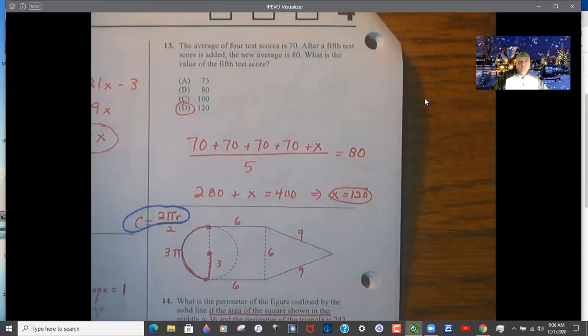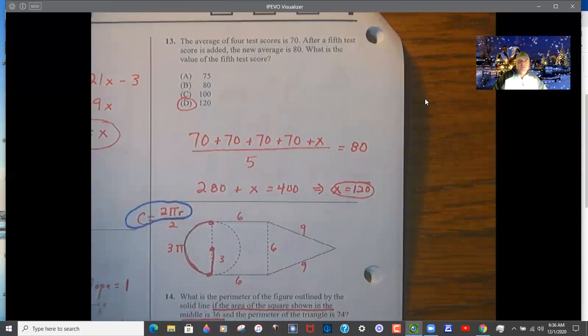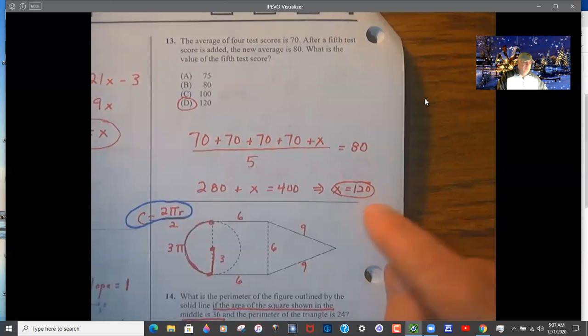Problem 13, the average of 4 test scores is 70. After a 5th test score is added, the new average is 80. What is the value of the 5th test score? So here is the official algebra. You can also just play guess and check.